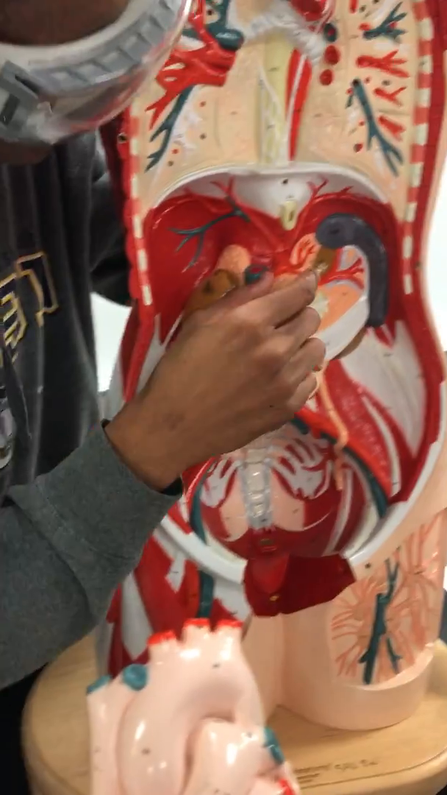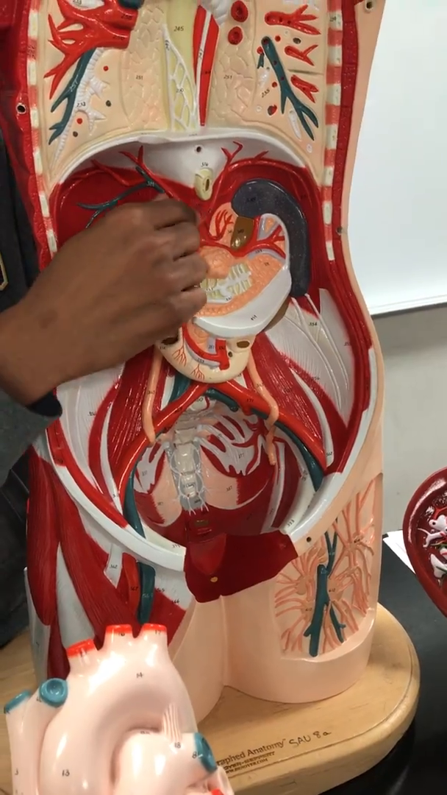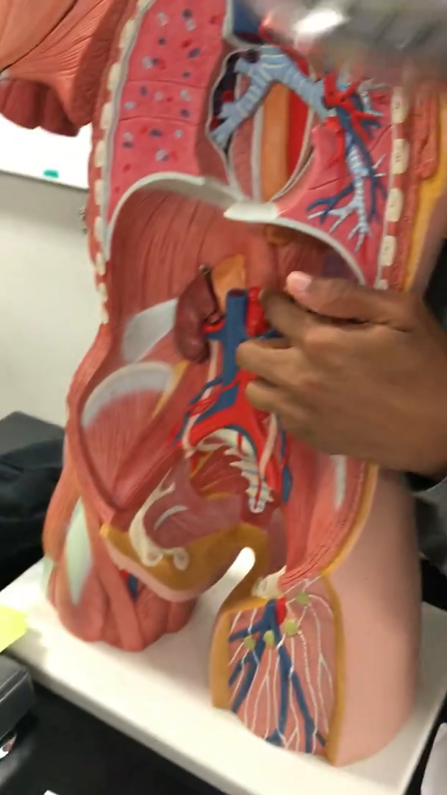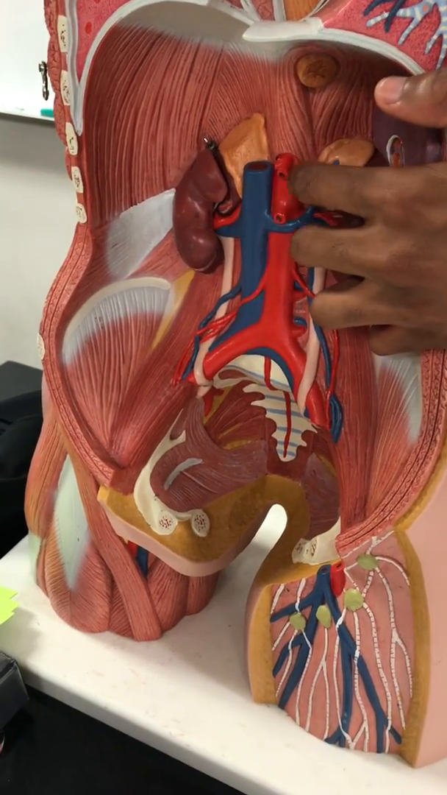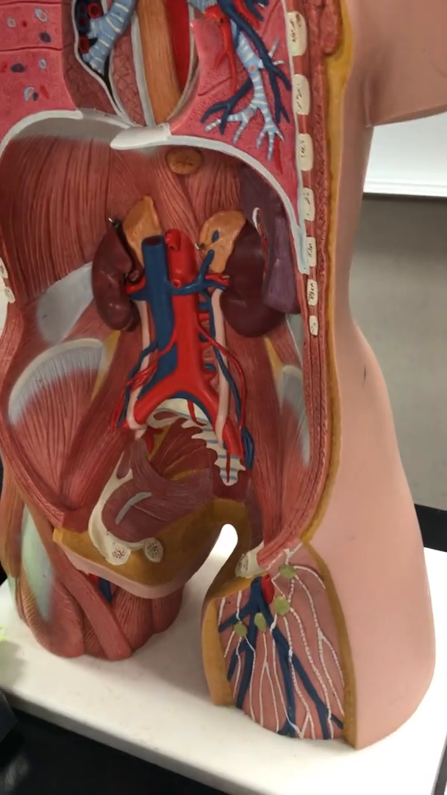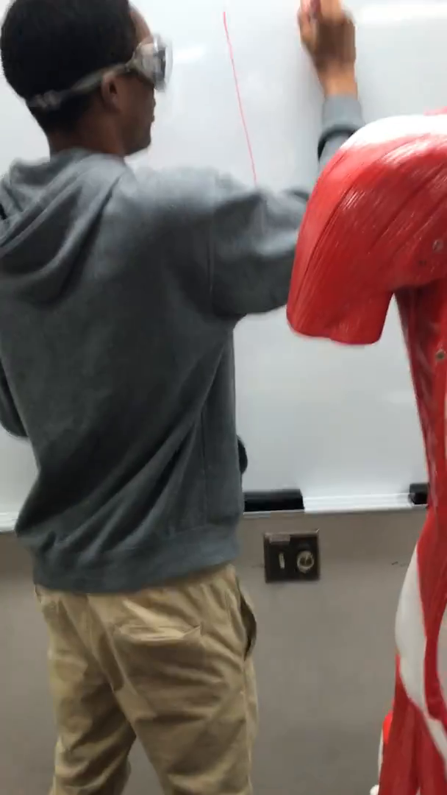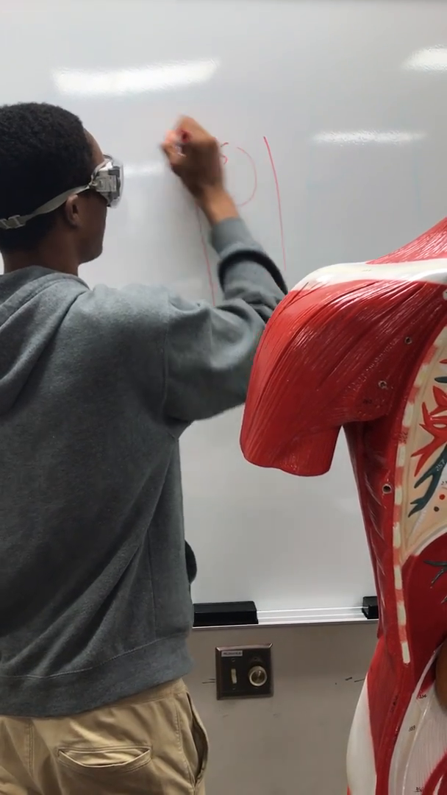And then celiac trunk. Celiac? Yeah, celiac trunk is this portion of the aorta right here. It's better on this model. You see how there's like 3 exits right here? This is the celiac trunk. So, on the celiac trunk, I'm gonna make it bigger. There's 3 exits.